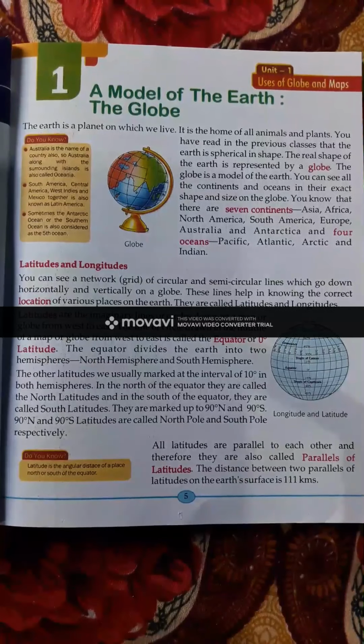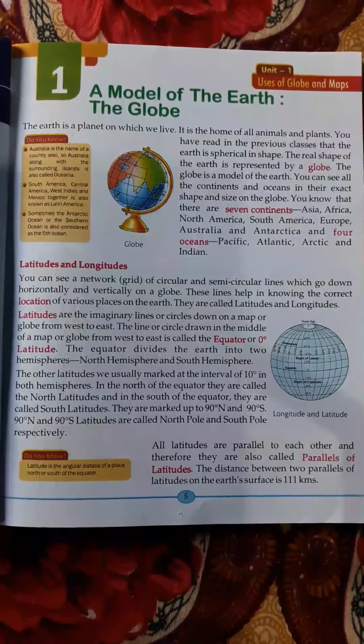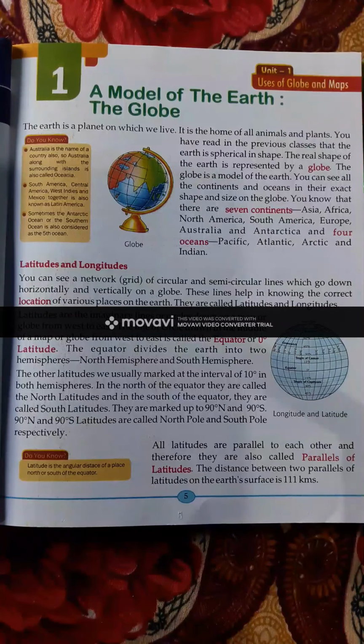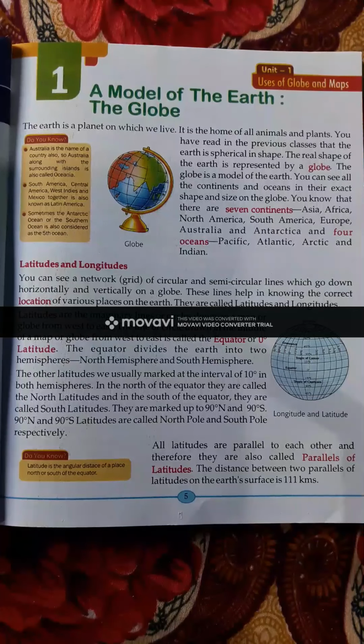Now, go ahead. Latitudes and longitudes. You can see a network, that is a grid, of circular and semicircular lines which go horizontally and vertically on a globe. These lines help in knowing the correct locations of various places on the earth. They are called latitudes and longitudes.